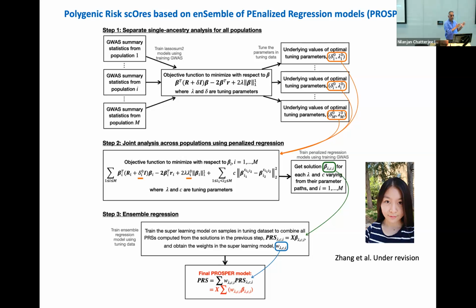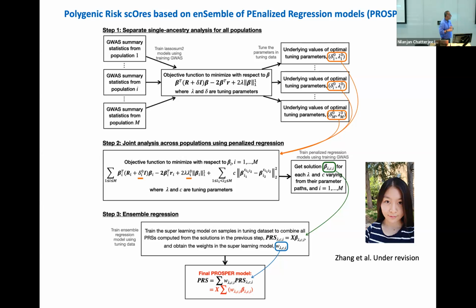I'm putting an L1 penalty on each of them, and then there is finally a ridge penalty, which is trying to shrink the parameters from different populations to be more similar, right? If they are different, we want to put a penalty, because we think that the effect sizes have some similarity across populations.